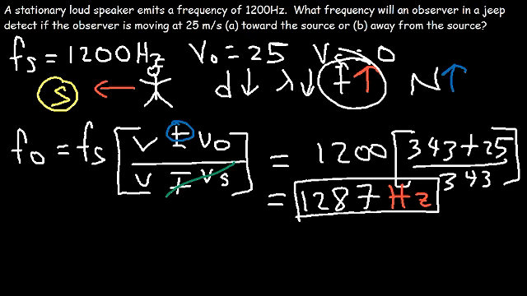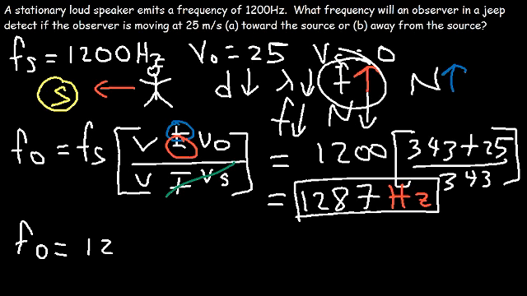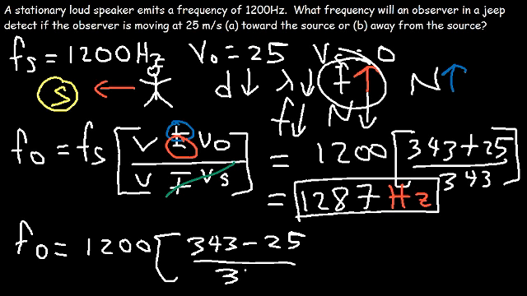Now for part B, the observer is moving away from the source. So that means that the frequency is going to go down, which means that we need to decrease the numerator. So we have to use the negative sign instead of the positive sign. Everything else is going to be the same, but it's just going to be 343 minus 25 instead of 343 plus 25.